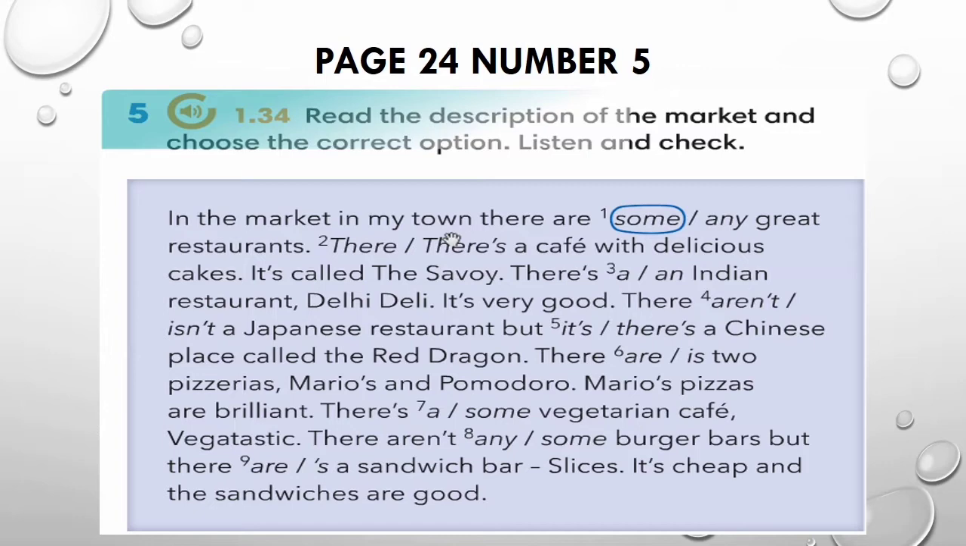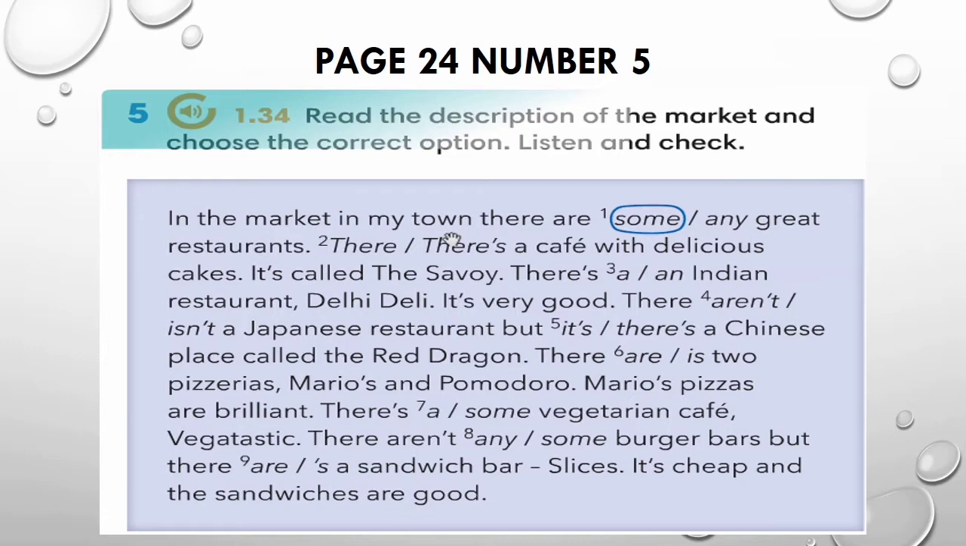Here we go. In the market in my town, there are some great restaurants. There's a cafe with delicious cakes. It's called the Savoy. There's an Indian restaurant, Delhi Delhi. It's very good. There isn't a Japanese restaurant, but there's a Chinese place called the Red Dragon. There are two pizzerias, Mario's and Pomodoro. Mario's pizzas are brilliant. There's a vegetarian cafe, Vegetastic. There aren't any burger bars, but there's a sandwich bar, Slices. It's cheap and the sandwiches are good.